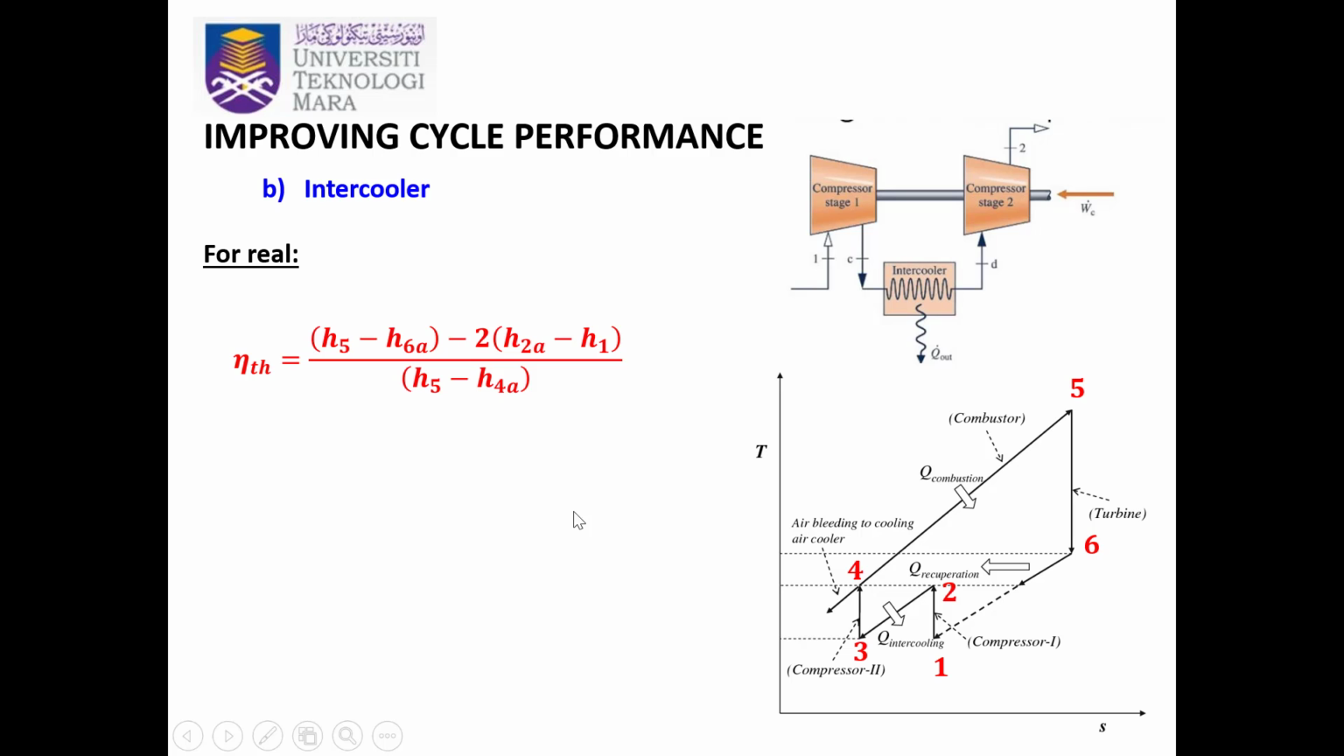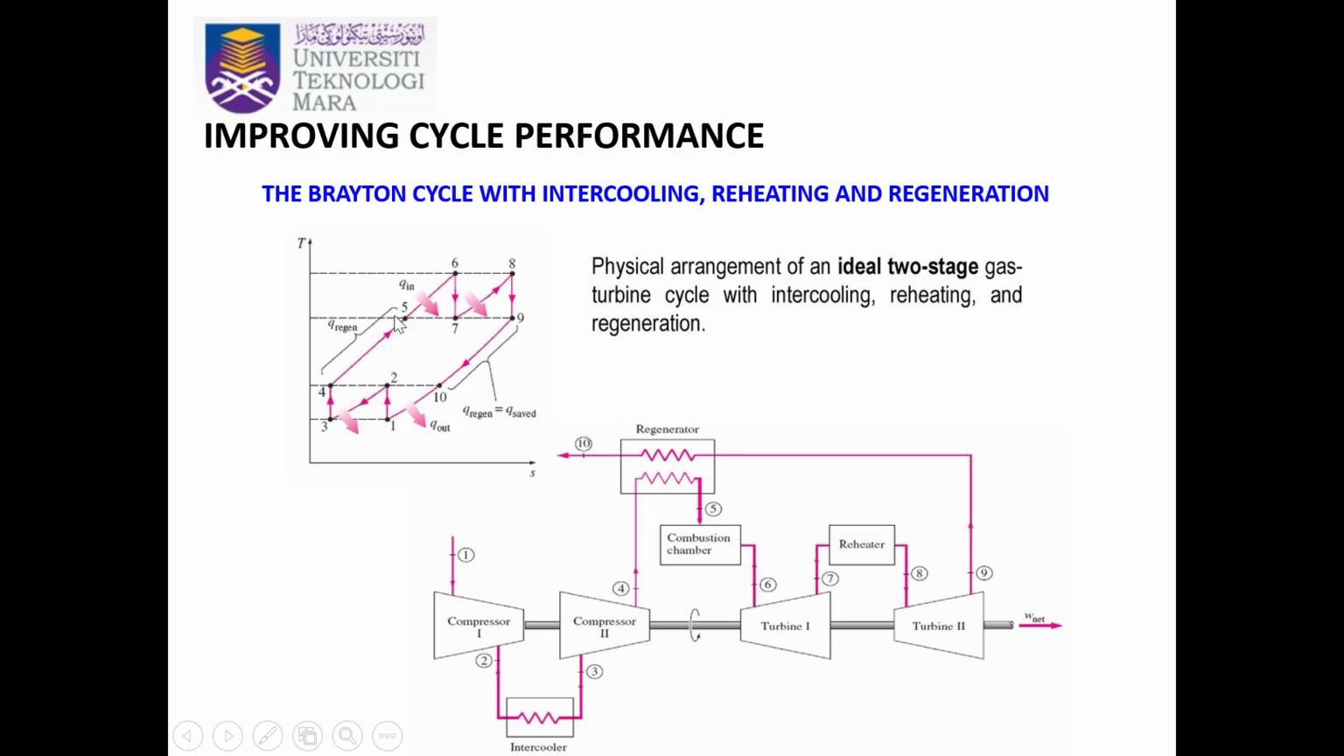Okay, so kalau actual pula, just yang 6 ni akan jadi 6A lah, kat atas kat belakang ni. Dan 2 ni jadi 2A, dia akan naik sikit pressure dia. 4 akan jadi 4A. Okay, akan naik sikit pressure dia. Okay, untuk real lah.